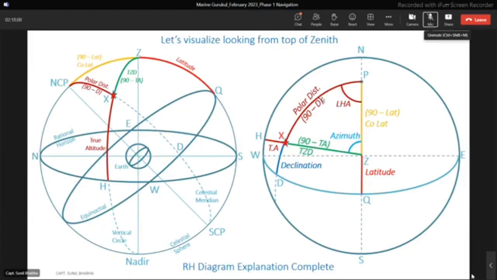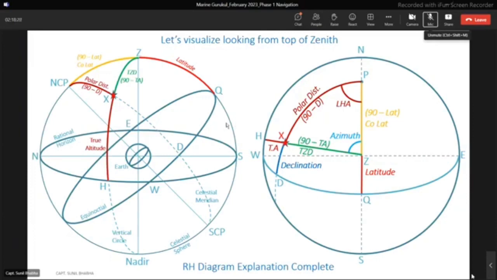Yes, sir. Sir, this point H on the rational horizon, how will we identify that, where will we take the point H? You don't need to identify that, beta.